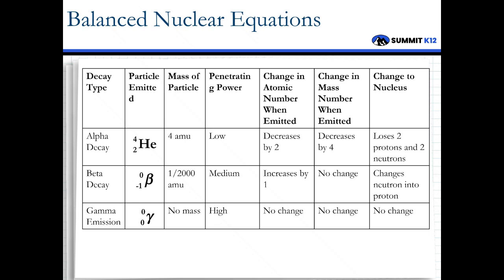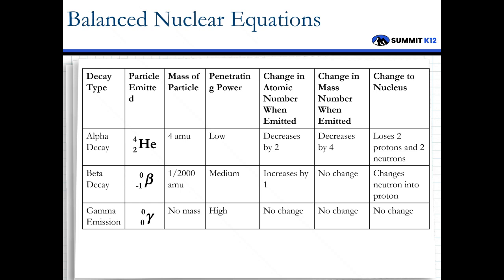Beta decay, right, the particle emitted is going to be a beta particle. That's what that fancy B with a tail means, it just means beta. It has 1 in 2,000th AMU mass, which means it's about an electron. It has a medium penetration, and it will increase the atomic number by 1, so it'll take it from one number of protons to another, so carbon to nitrogen. There is no change in mass number, and that's because it changes a neutron into a proton.